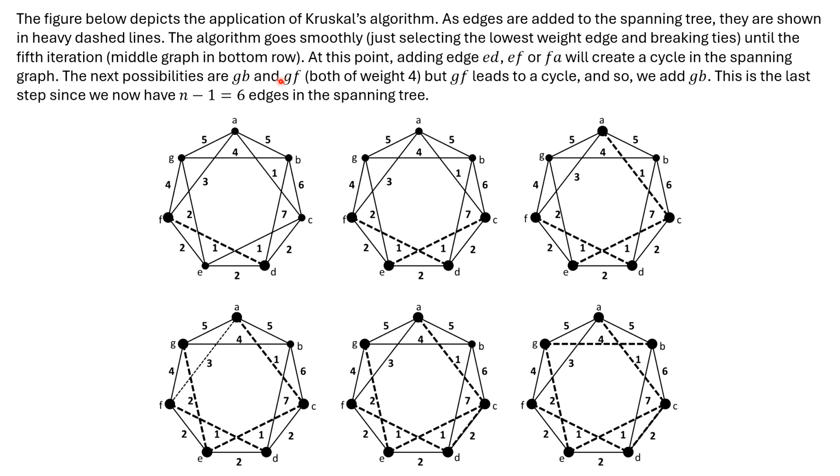So the next possibilities are GB and GF, both of weight 4. So we'll pick GB since GF leads to a cycle. So we'll pick GB. And at that point we have 6 edges, n minus 1, 6 edges, and our graph has 7 vertices. So now we have a tree. And I'll remove all the edges we didn't use, and I'll show you the final result in a clearer picture on the next slide.